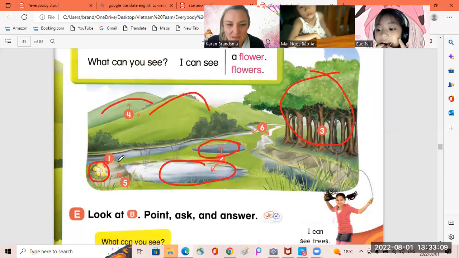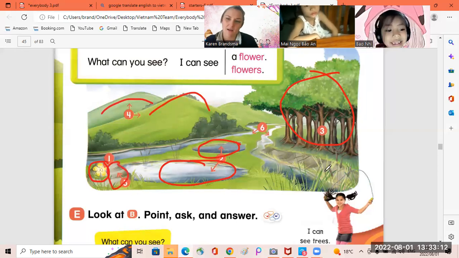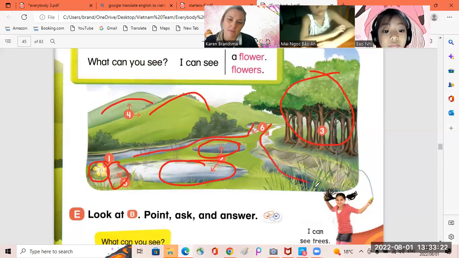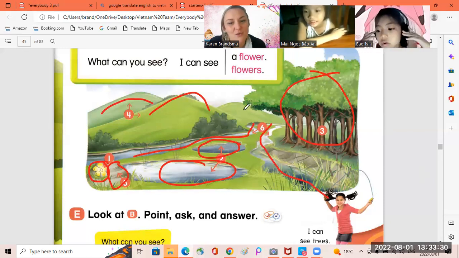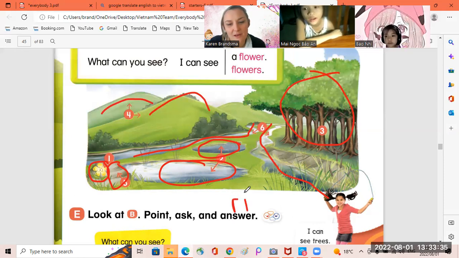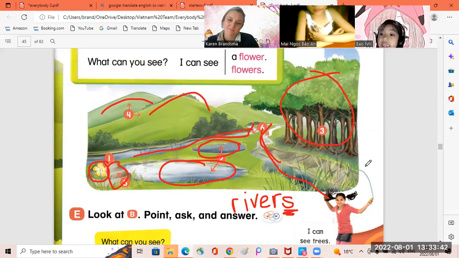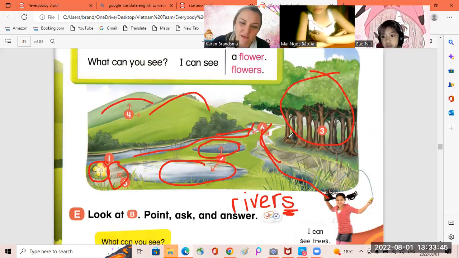Okay, Knee, what can you see? I can see a rock. Yes. And what can you see? I can see a river. There's two. Rivers. Because there's two. One, two. Okay. Rivers.